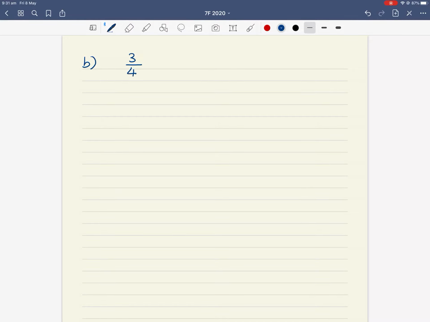Let's do part B. So we want to work out what is 3/4 plus 5/6. Are they mixed numbers? Step 1. No, it's fine. I don't need to change to improper fractions. Step 2. Are my denominators the same? No, they're not the same. So we need to work out the lowest common denominator and then do some conversions. So on the side, what is the lowest common denominator between 4 and 6?